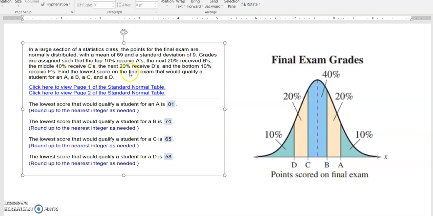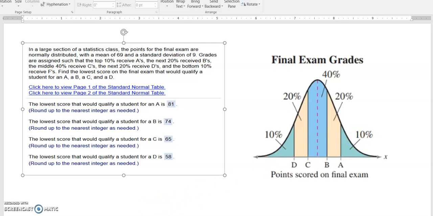Find the lowest score on the final exam that would qualify for a student for an A, B, a C, and a D. So what this says here is really referring to this picture. So what we want to do is find this cutoff number here, this A cutoff number, so that 10% of the curve is to the right of it.